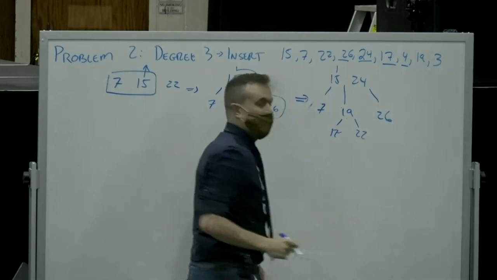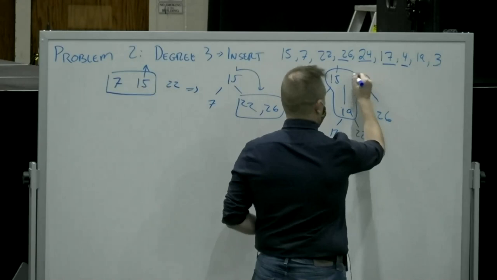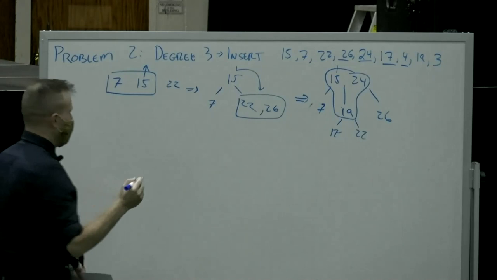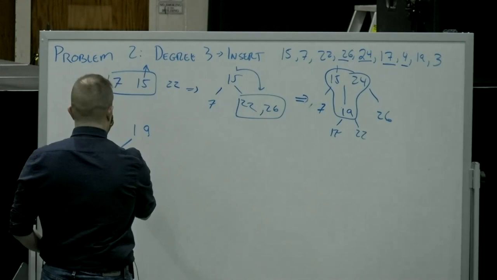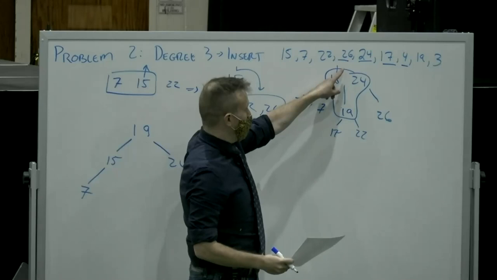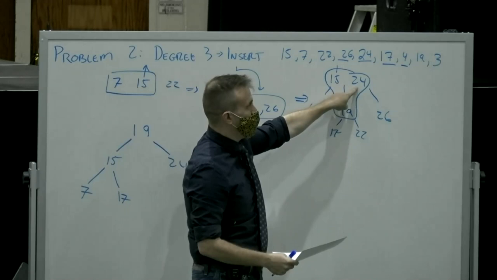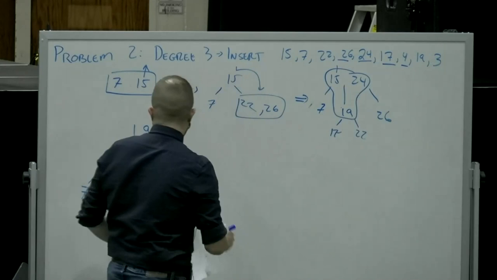Well, we can't have that. That violates the B-tree rule that all the leaves need to be at the bottom. So what we're going to do is compare those three. 19's in the middle. So the final tree for this insertion would be 19, 15 over here, and 24 over here. 15's left child is still 7. But because we've moved 19 up, now 17 will be the right child of 15. So that becomes here. We moved 19 up, 24 is there, and 19's old left child becomes 24's left child. So this becomes 22, and then 26 goes over here.